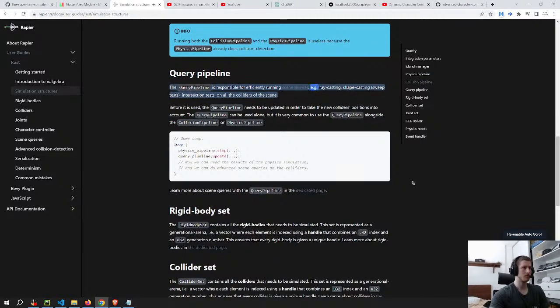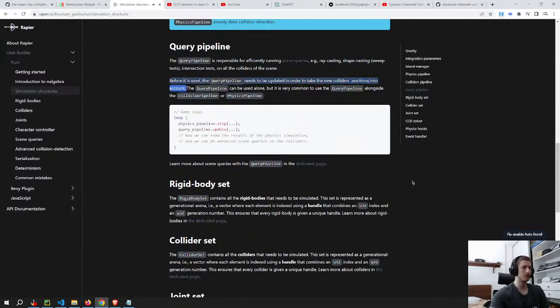Query pipeline. The query pipeline is responsible for efficiently running scene queries, for example, ray casting, shape casting, sweep tests, and intersection tests on all the colliders of the scene. Before it is used, the query pipeline needs to be updated in order to take the new colliders' positions into account. The query pipeline can be used alone, but it is very common to use it alongside the collision pipeline or physics pipeline. Learn more about scene queries with the query pipeline in the dedicated page.